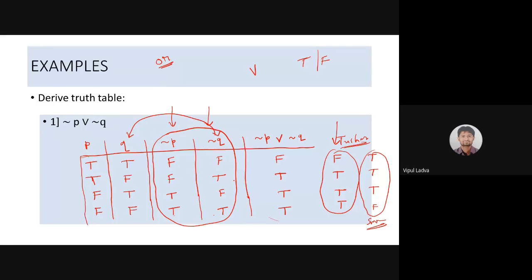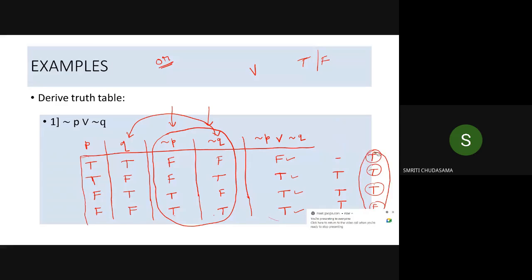Observe, your answer was wrong, is it? You said TTTF, but see what comes when we conclude. My voice is breaking for you. Okay, you attend to that, we will look later. So the truth value of negation of P or negation of Q we may derive like this, is it?